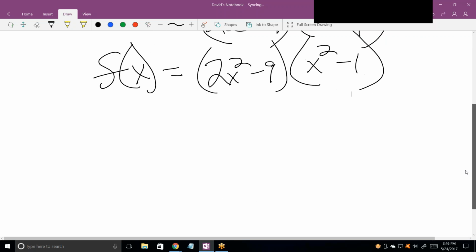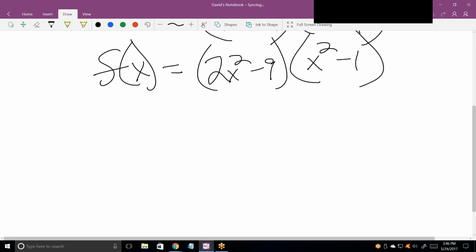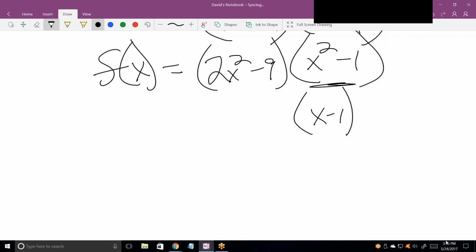And that would normally be the end of the problem. But the fact is that x squared minus 1 is certainly a difference of perfect squares. So that factors into x minus 1 times x plus 1, giving you 2 zeros. Now, let's talk about that for a moment.